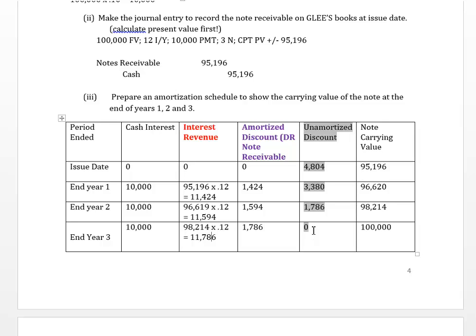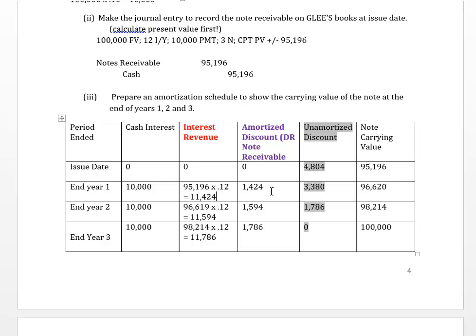Now, here's where something different comes in again. Don't forget, we're going to be getting cash interest. Part of that's going to be included in our interest revenue. But our cash interest that we receive as Glee and the interest revenue we book isn't the same. So we're going to debit our cash and credit our interest revenue. Debit cash for $10,000 if we're Glee, credit interest revenue for $11,424.